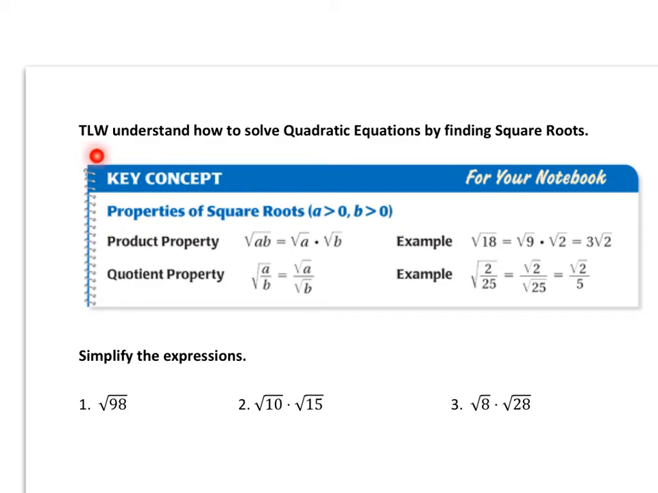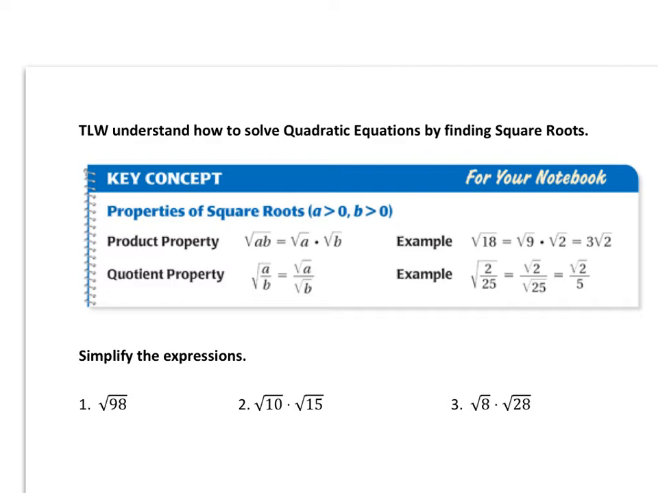Alright guys, today's goal: the learner will understand how to solve quadratic equations by finding the square roots. Okay, so properties of square roots when a is greater than 0 and b is greater than 0. Product property: the square root of the quantity a times b equals the square root of a times the square root of b. Quotient property: the square root of the quantity a divided by b equals square root of a divided by square root of b. So what they're saying is you can break it up into different perfect squares.